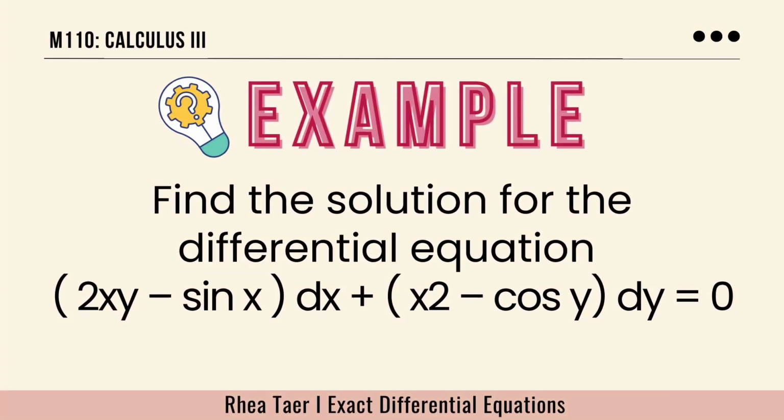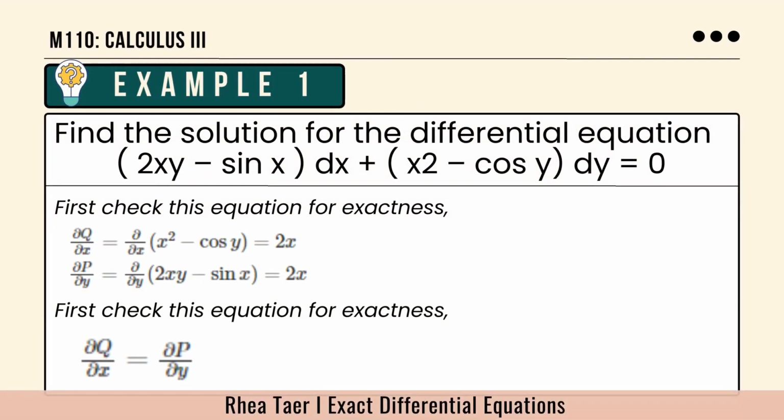Example for exact differential equations. Find the solution for the differential equation (2xy minus sine x) dx plus (x squared minus cosine y) dy equals 0. First, check this equation for exactness. Let ∂Q/∂x equal ∂/∂x of (x squared minus cosine y), which equals 2x, and ∂P/∂y equal ∂/∂y of (2xy minus sine x), which equals 2x.